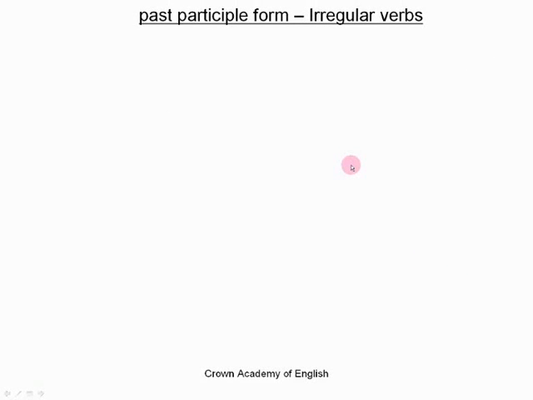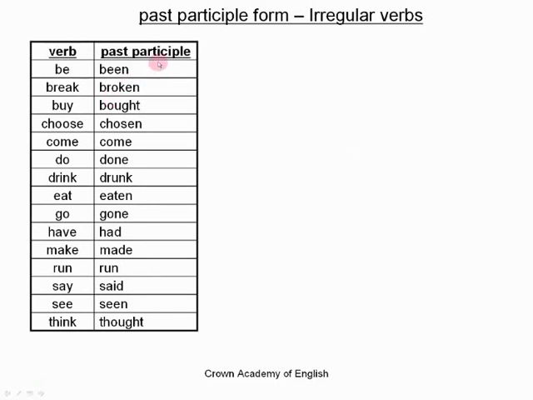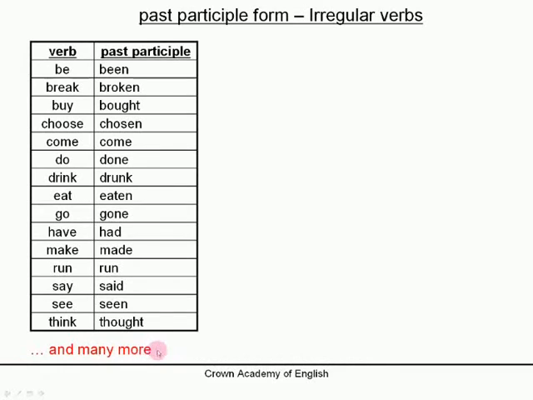Irregular verbs, past participle. So here is a list of a few common irregular verbs. I have been. I have broken. I have bought. I have chosen. I have come. I have done. I have drunk. I have eaten. I have gone. I have had. I have made. I have run, I have said, I have seen, I have thought, and many more.